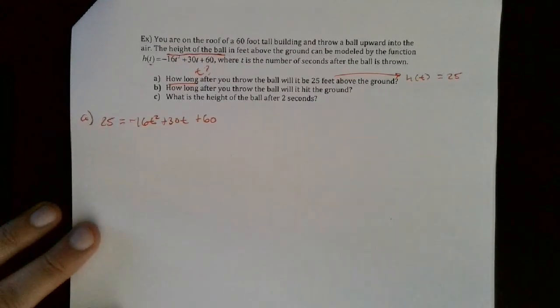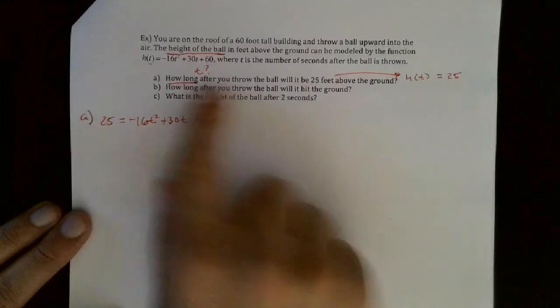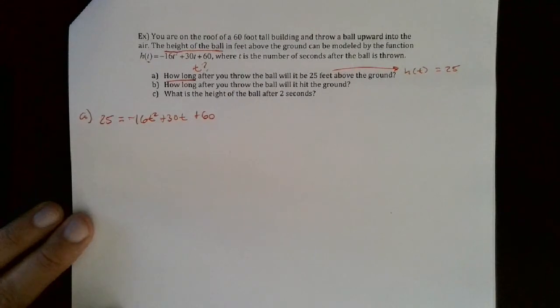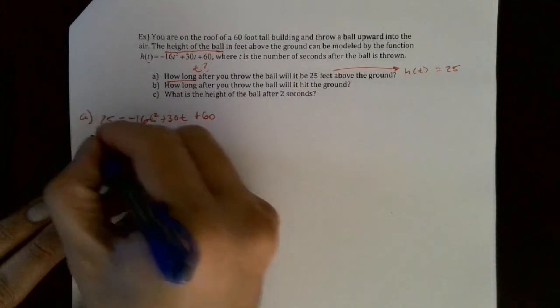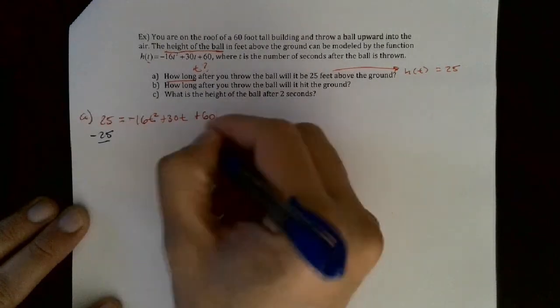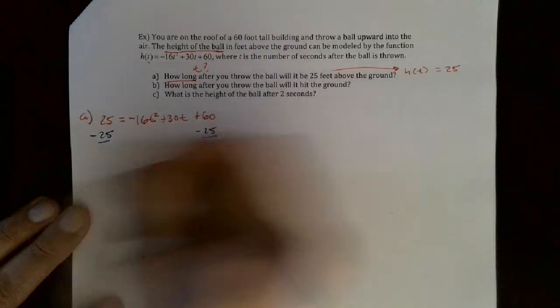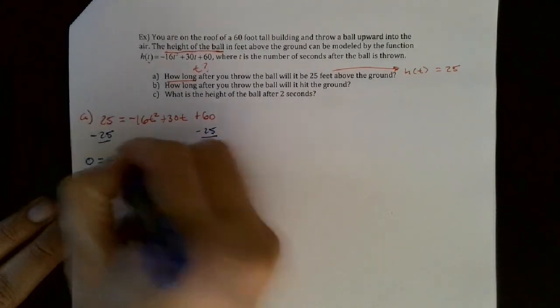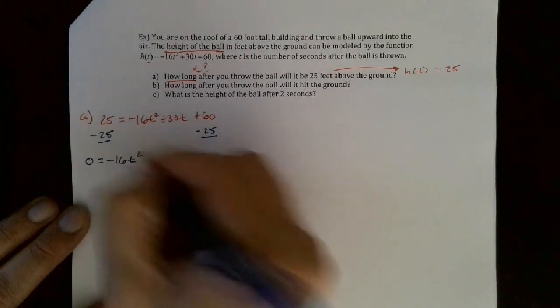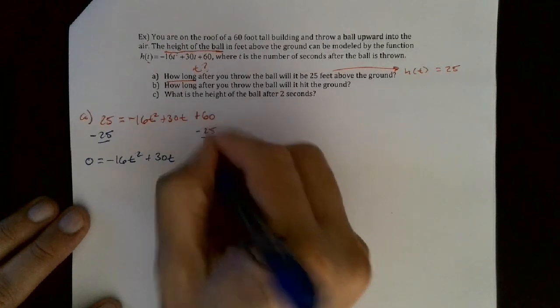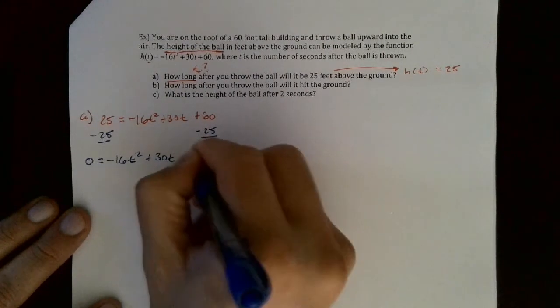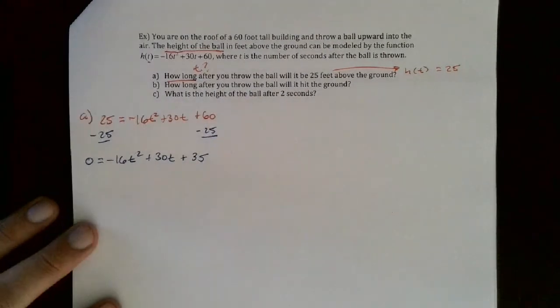And now we're trying to solve this for t, that's the goal. How long? Well, when you solve a quadratic equation, first thing you should do is get it in standard form, get one side equal to 0, so we'll subtract 25 from each side. So I end up with 0 equals negative 16t squared plus 30t plus 60 minus 25, which is a positive 35.